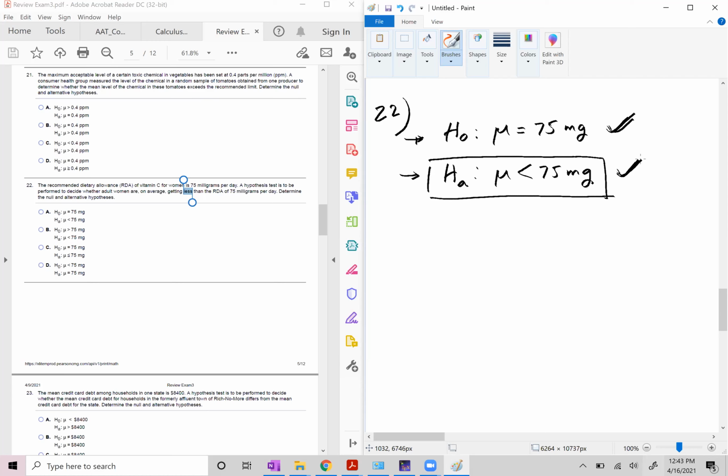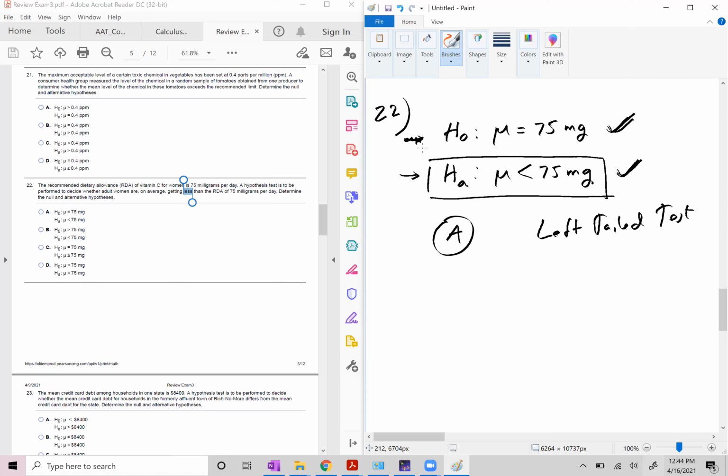Now we have the answer. So 22's answer is going to be A. Now, again, note that this is a left tail test. Why? We have more evidence, right?